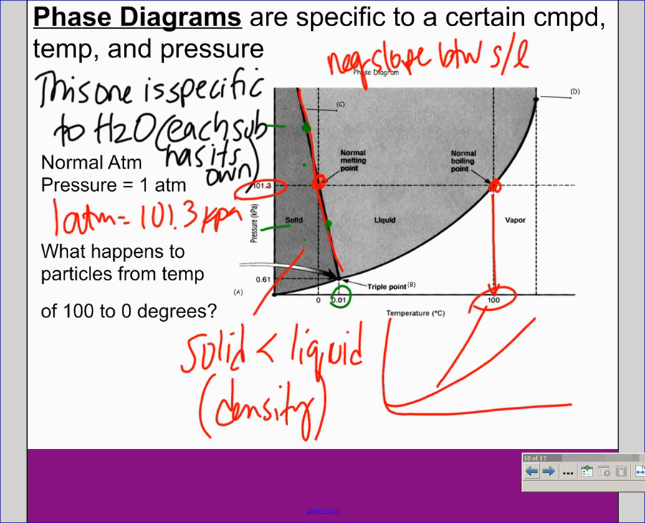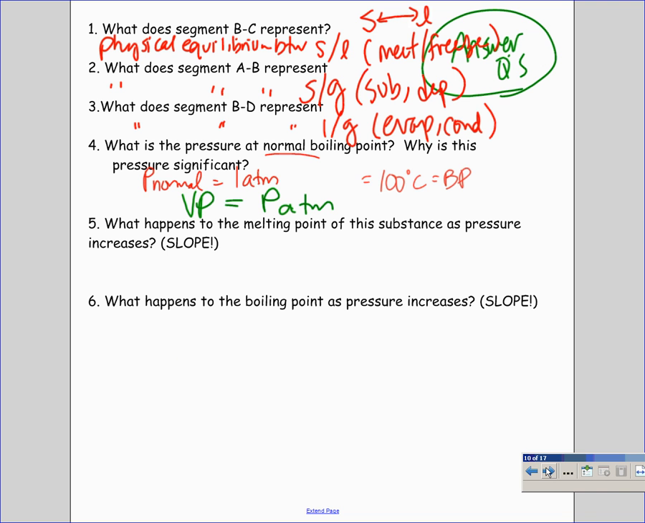Here, it melts at a negative number. So it's melting at a lower temperature. The reason why is, what happens to the melting point? The temperature lowers because as I increase pressure, what am I doing to my molecules? I'm increasing pressure. I'm compacting them. I'm making them scooch closer together.